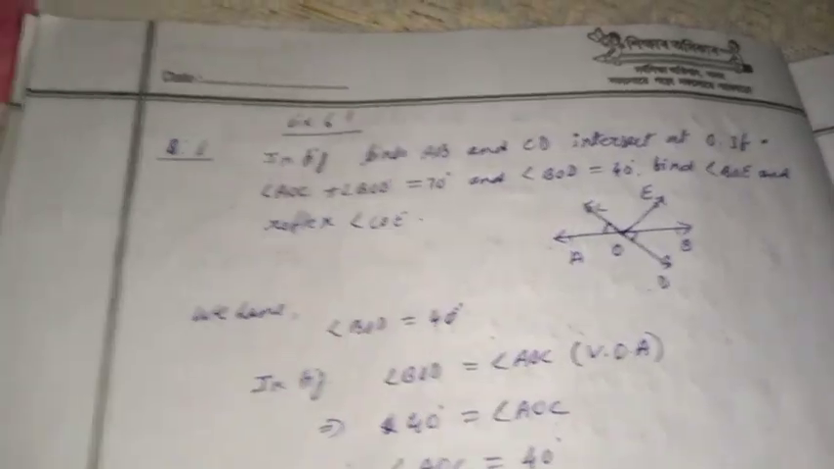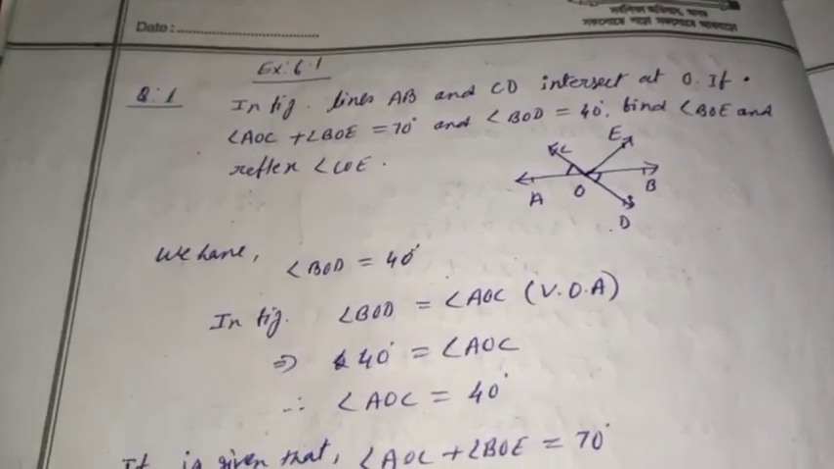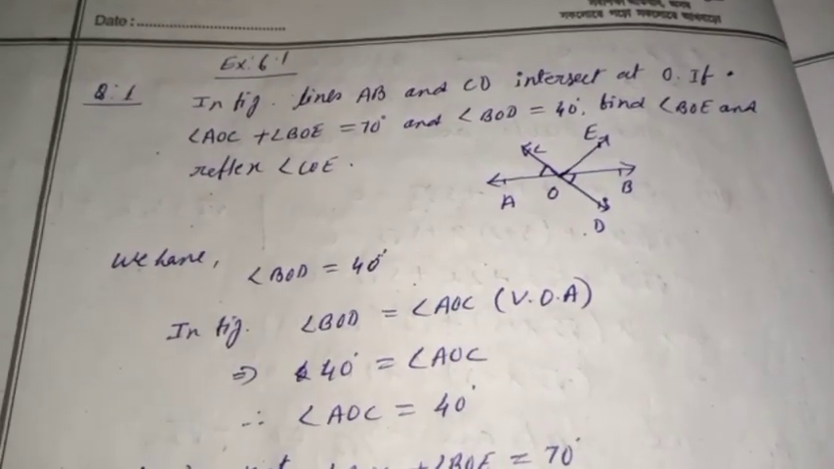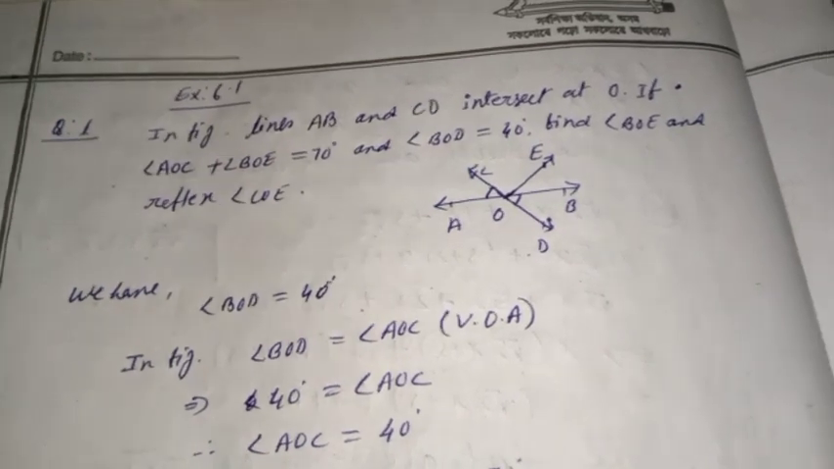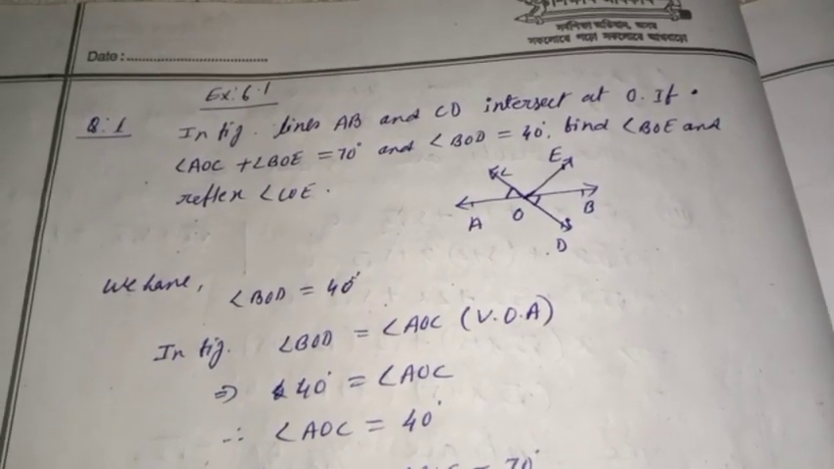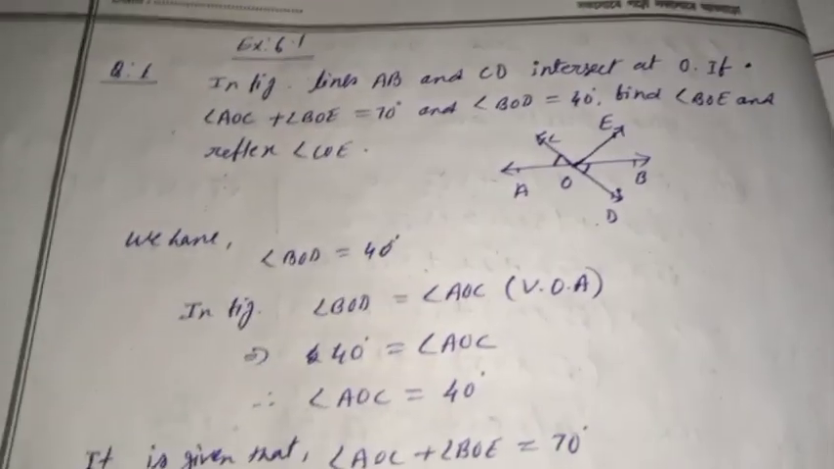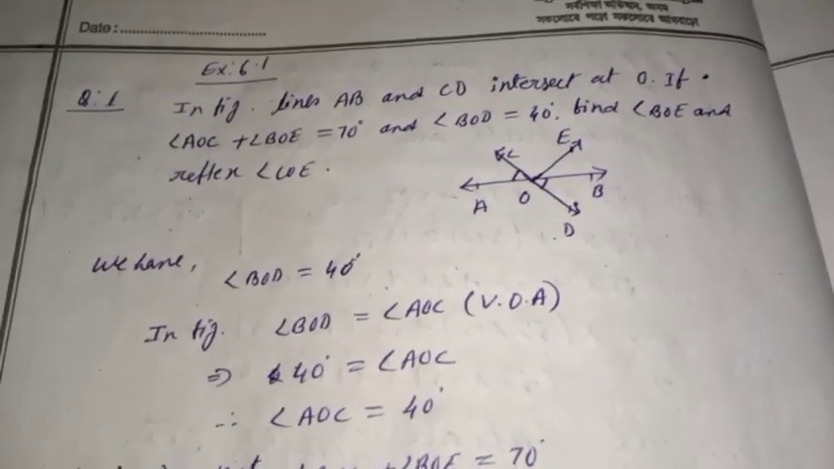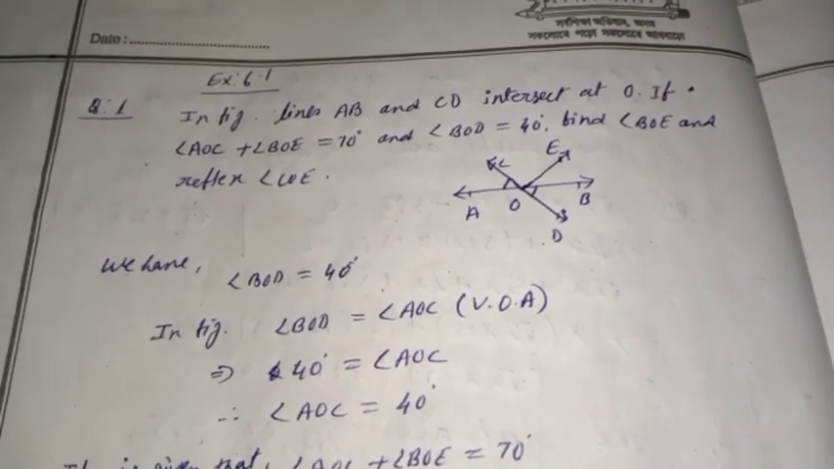Good morning, students. In the previous class, I discussed the concept of parallel lines and the transversal. I think you have got a clear concept about corresponding angles, alternate interior angles, alternate exterior angles, and the angles on the same side of the transversal, also called co-interior angles. I hope all of you understood these things, and also the different types of angles.